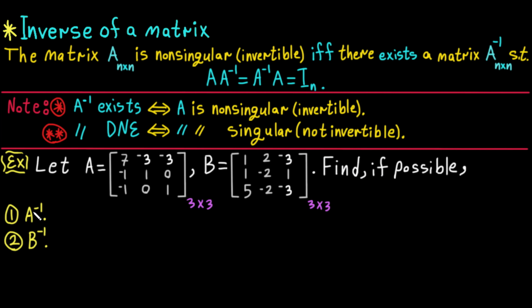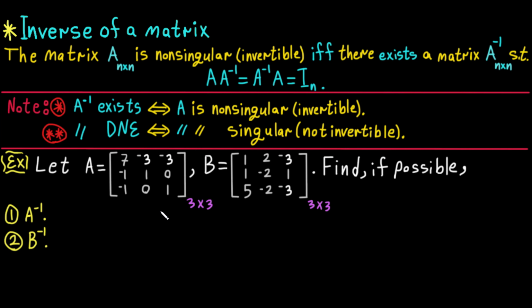So here we have two questions. Find A inverse, then the second one, find B inverse. If it's possible, it means that maybe A or B doesn't have an inverse. So we have to keep in mind that there might be no inverse for this matrix or this matrix.